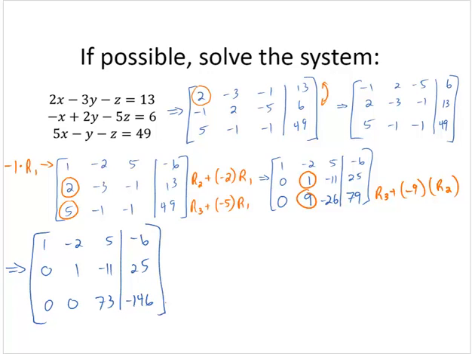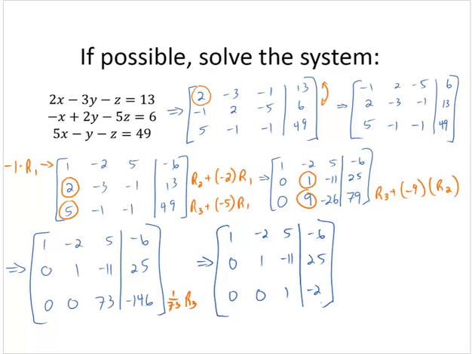All right, finally, let me multiply row 3 by 1/73. And so that would get me to row echelon form. So I'd have 1, negative 2, 5, negative 6, 0, 1, negative 11, 25, 0, 0, 1, negative 2. Now that I'm in row echelon form, I can figure out the actual values for x, y, and z by using back substitution.